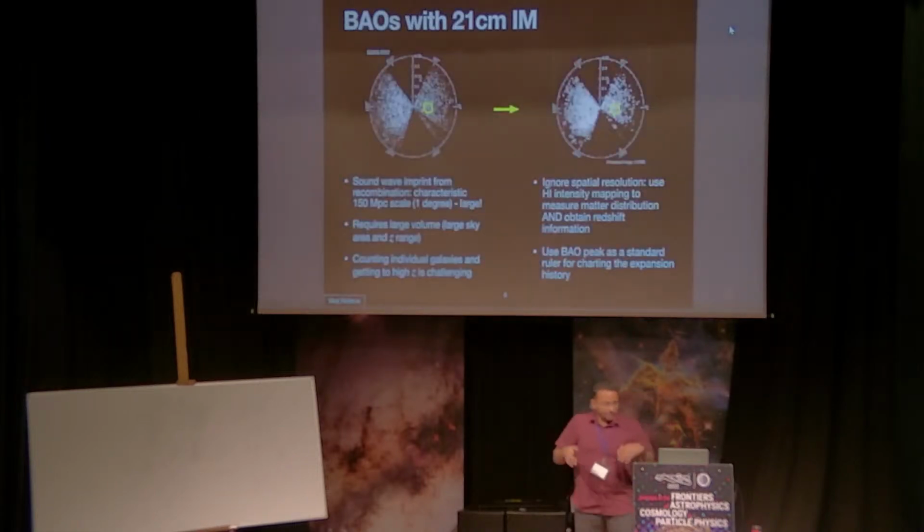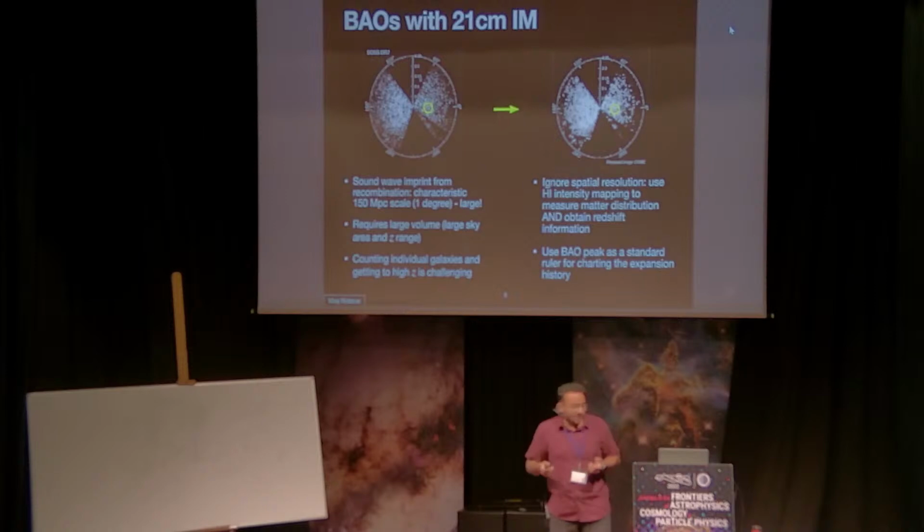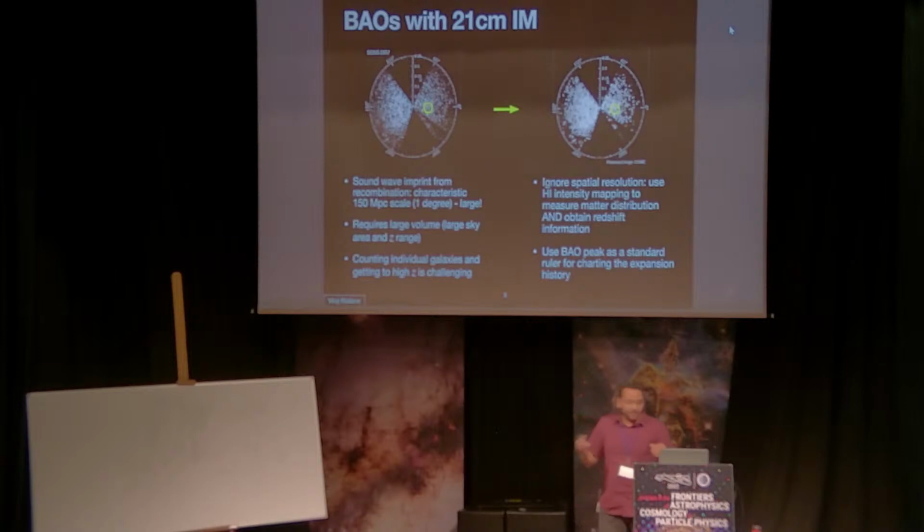Now, what we want to observe is the sound wave imprint from recombination, which is at quite a large scale, around 150 megaparsec, and that requires a large volume. Counting individual galaxies and going up to high redshift may be challenging in this case. So we basically ignore spatial resolution and use a technique called intensity mapping, through which we can obtain the redshift information, and we finally use the BAO peak as a standard ruler for charting the expansion history.